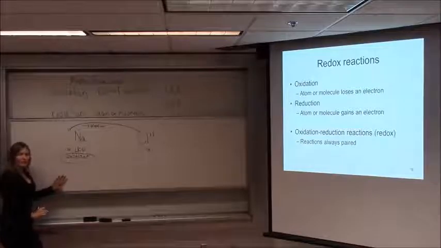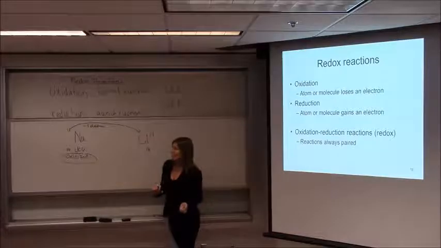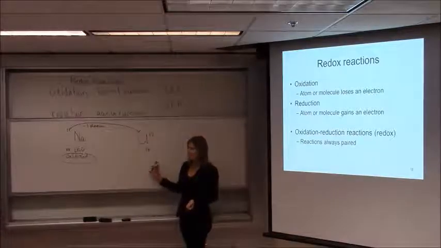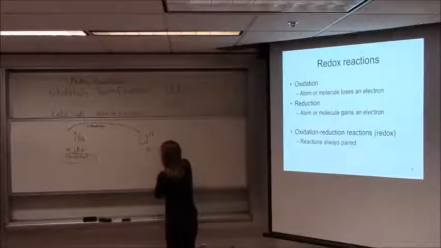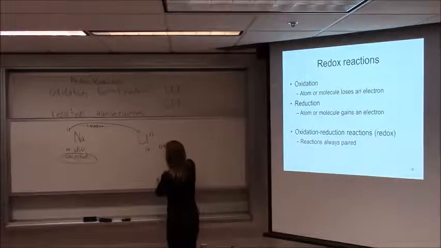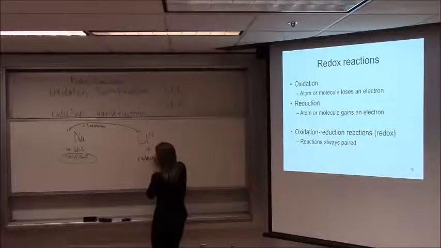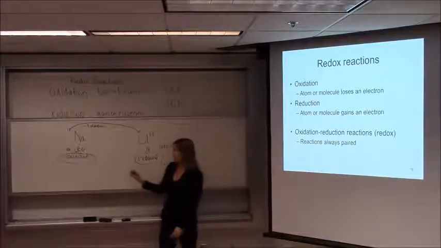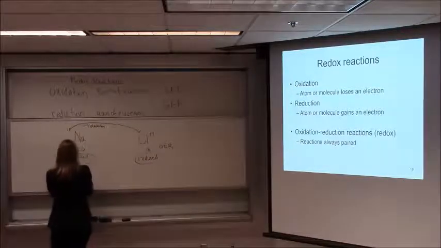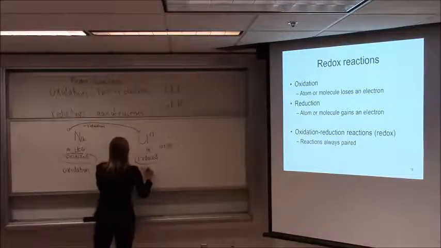It lost an electron. Did it lose an electron to the universe? No, it lost that electron to chlorine. Chlorine gained an electron. Gain of electron is reduction. Grr. So we would say that chlorine is reduced. So oxidized, reduced. This is oxidation, and this is reduction.